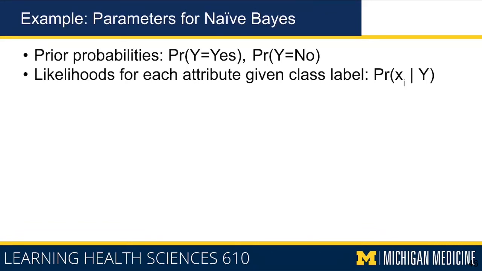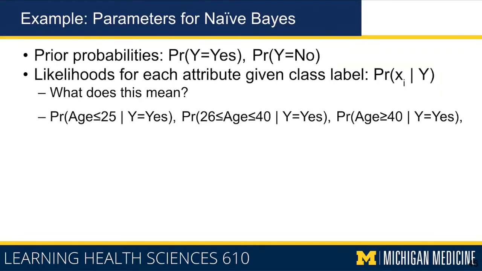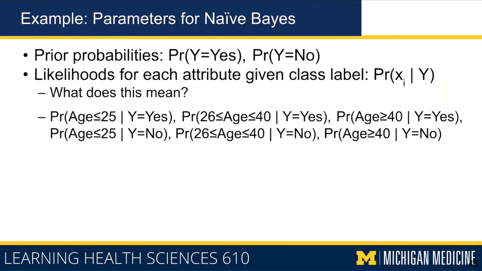The next one is you're calculating likelihoods of each attribute given the class label, this probability of xi given y. So for that, you need to look at it feature by feature. So for age, you are actually having a lot of numbers. For age, you have age less than 25 given yes, age between 26 and 40 given yes, age greater than 40 given yes. And then age less than 25 given no, age between 26 and 40 given no, and age greater than 40 given no. So for age itself, this combination leads to 6 different parameters.